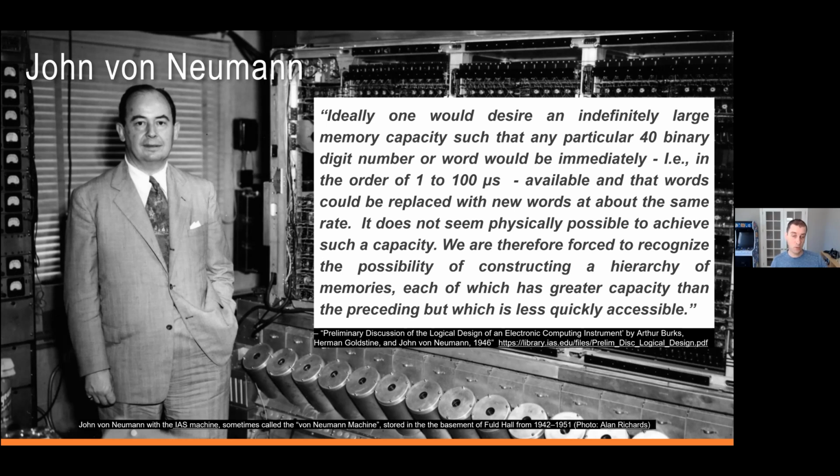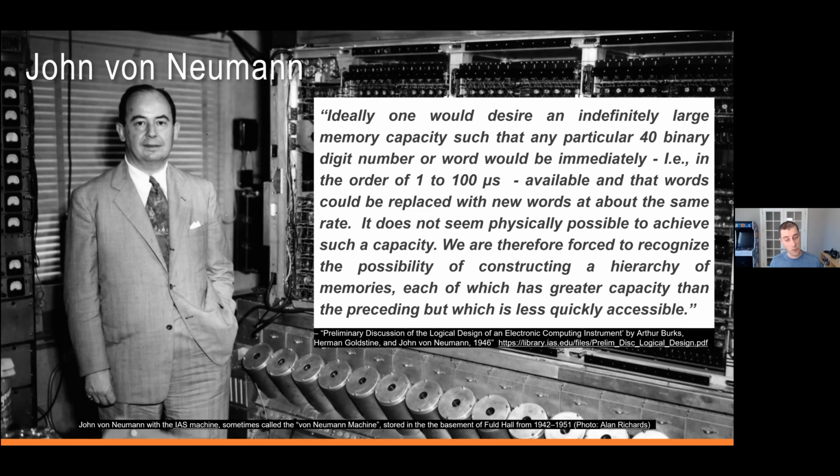We are therefore forced to recognize the possibility of constructing a hierarchy of memories, each of which have greater capacity than the preceding, but is less quickly available. Obviously back then, he was talking in the order of 1 to 100 microseconds. But today we mostly have 64-bit computers with memory latencies in nanoseconds. But his intent remains true, right? And it's still the same today as it was back then.